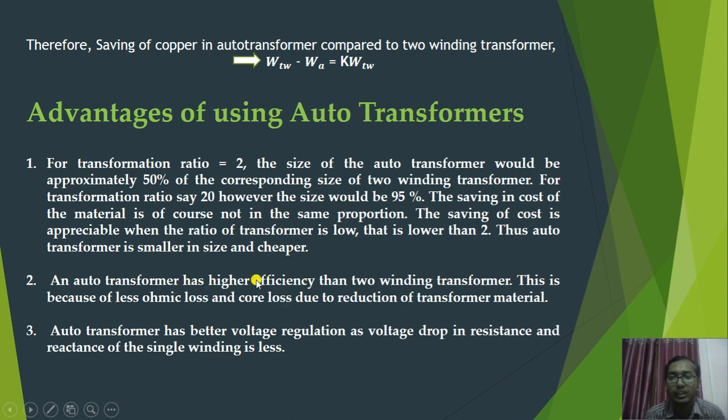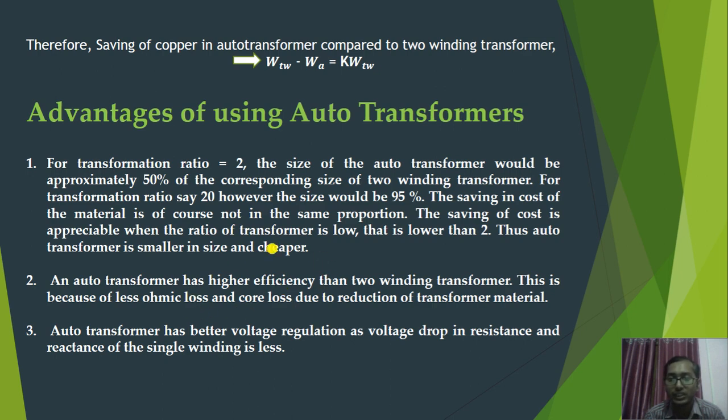Second, it has higher efficiency as compared to a two winding transformer, because in a two winding transformer there is actually no electrical connection between the two windings, but in an auto transformer the power is also transmitted through electrical conduction. So power is not only transferred through mutual inductance but also through conduction. So that's why losses will be decreased as compared to a two winding transformer, because there we have two different windings. So copper loss is present in the primary side as well as in the secondary side, but here we have copper loss in a single winding only.